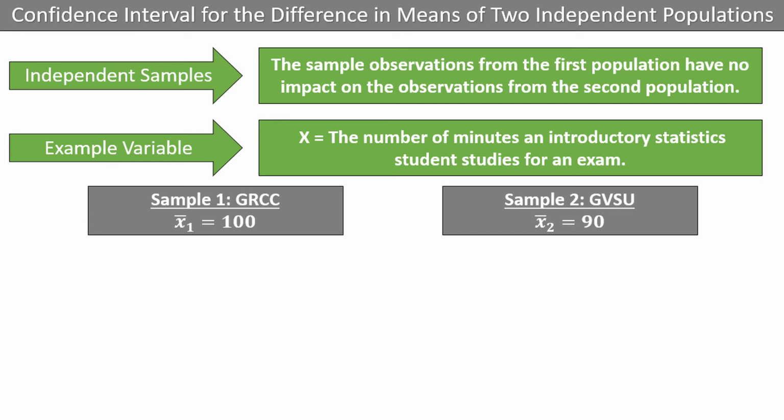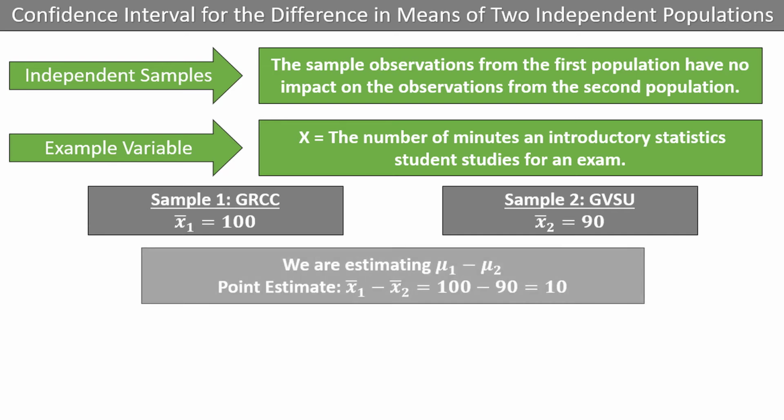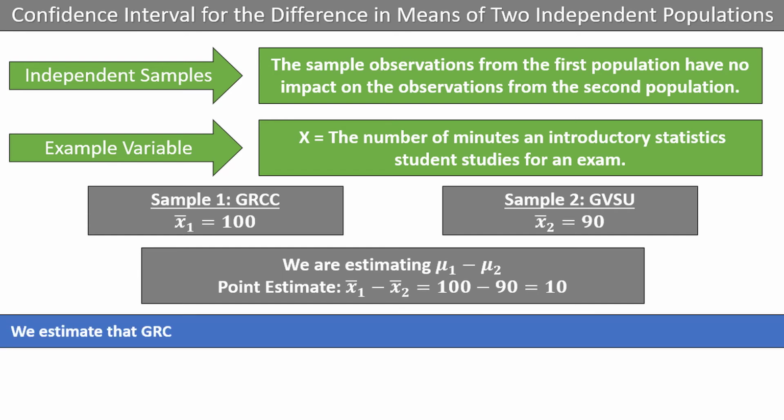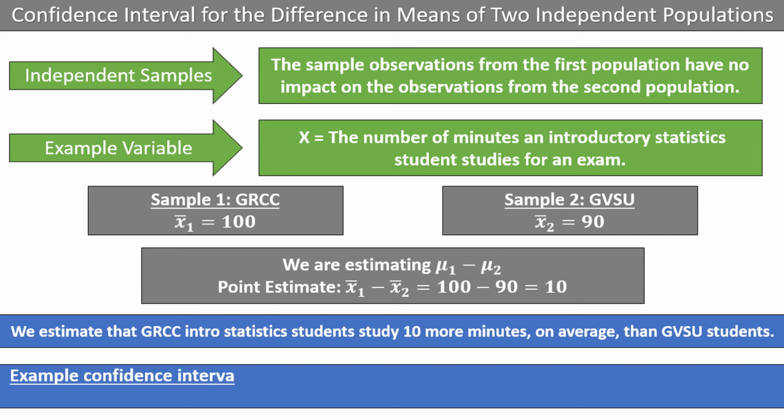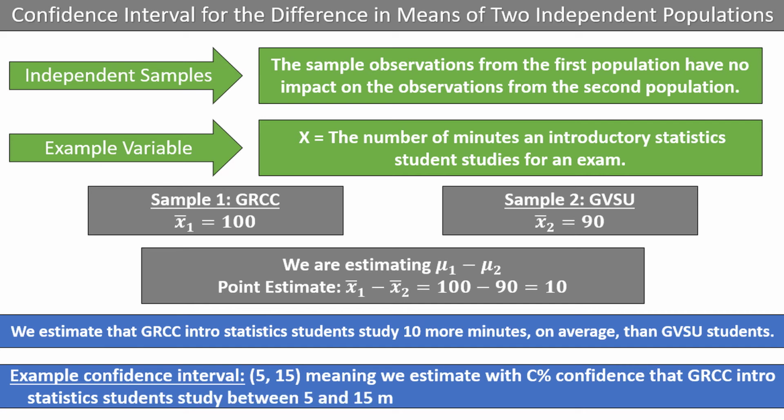The quantity we are trying to estimate is the difference of two population means, mu1 minus mu2, and the point estimate is the difference of the two sample means, x bar 1 minus x bar 2, which is 100 minus 90 and equals 10. The interpretation of the point estimate is that we estimate that GRCC intro statistics students study 10 more minutes on average than GVSU students. An example confidence interval might be 5, 15, meaning that we estimate with C% confidence that GRCC intro statistics students study between 5 and 15 minutes more than GVSU students on average.